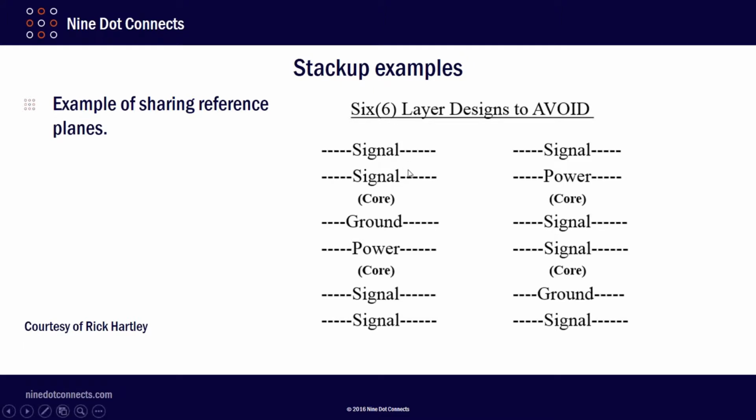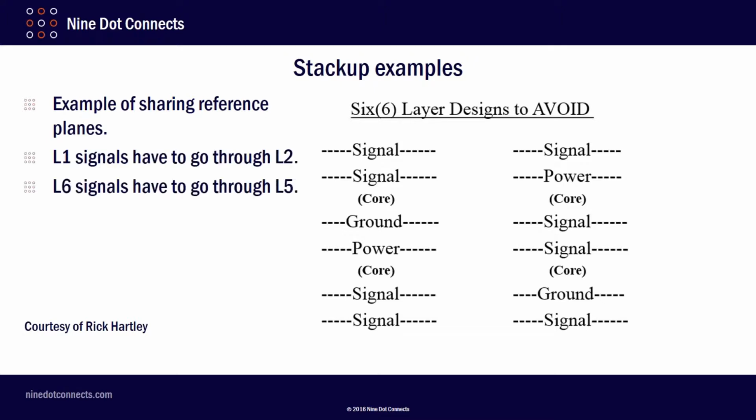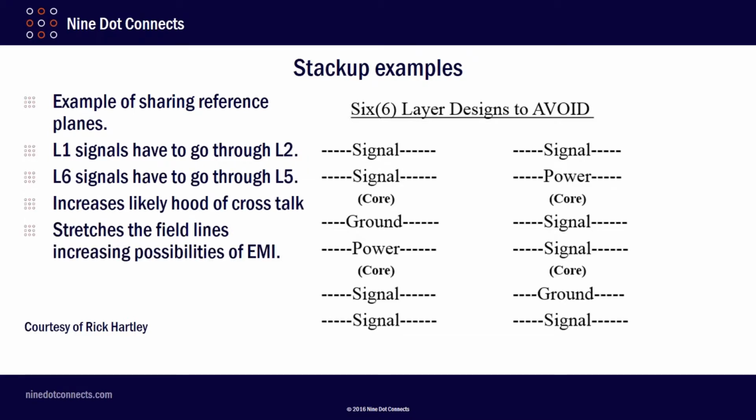But what they don't think about is that on high-speed designs, this is really problematic, because now you've got signal layers on layer 1 and layer 6 that have to go through layer 2 and layer 5 in order to get to a reference plane. This increases the likelihood of crosstalk. The main problem is, again, you're stretching the field lines, increasing the possibility of EMI.